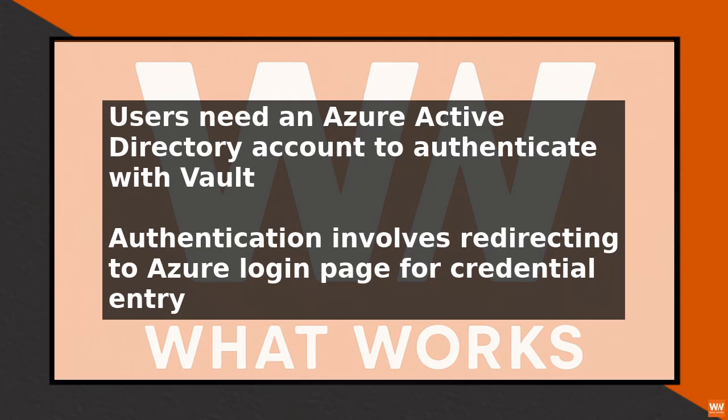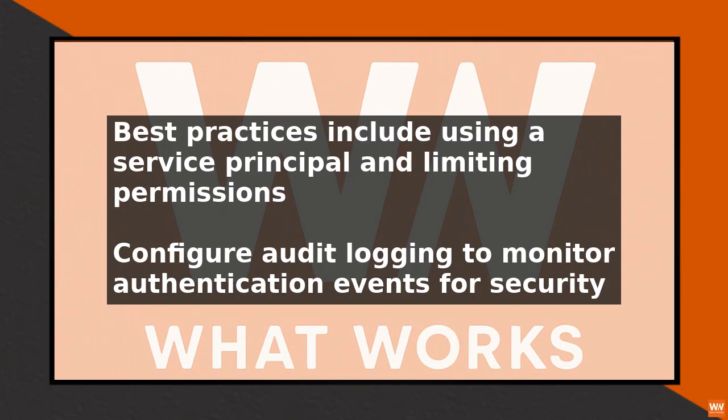Best practices for implementing Vault Azure Auth include using a service principal to authenticate with Azure, limiting the permissions granted to the Azure authentication backend, and configuring audit logging to monitor authentication events.